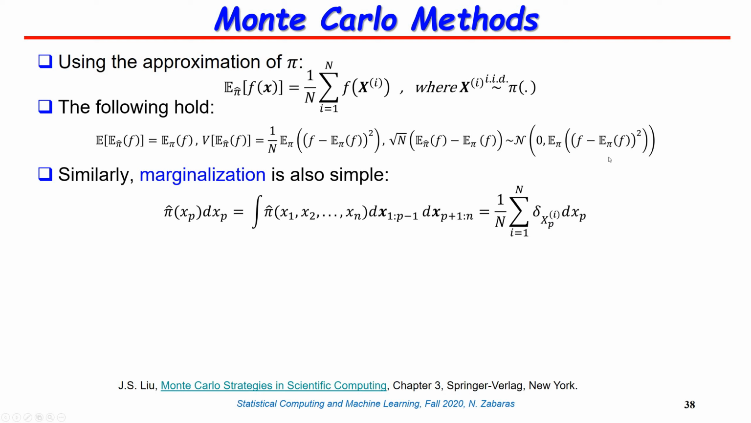I'm also indicating here the central limit theorem written down for the standard Monte Carlo methods, and I remind you that the method is unbiased. So the expectation of the Monte Carlo approximation is the true expectation of f under pi, and I also remind you that the variance is 1 over n, the variance of f under pi.